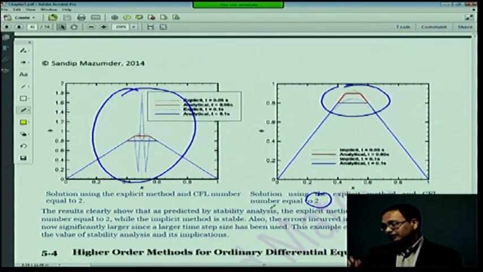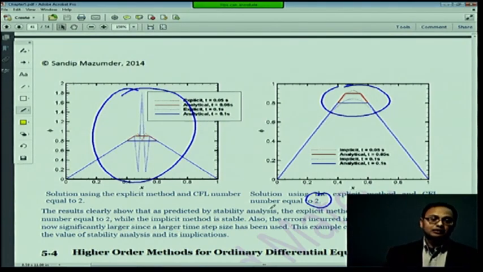The implicit method, again, in parallel with the parabolic method, is also unconditionally stable in this case. All right, any questions?